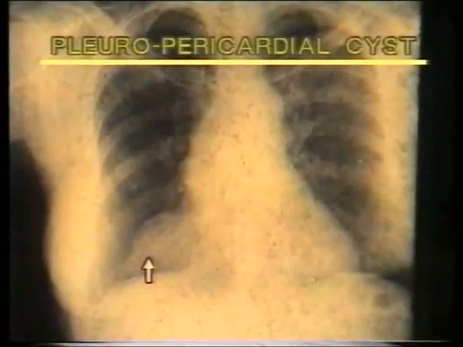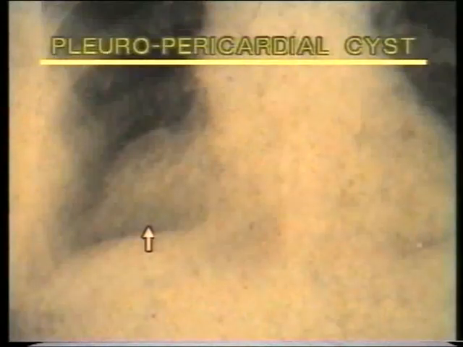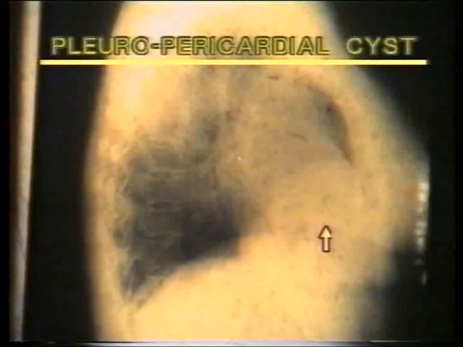Now note this rounded opacity at the cardiophrenic angle on the right side. It is occupying the cardiophrenic angle and growing laterally. This is a pleuropericardial cyst. On lateral X-ray, it is seen to be anterior. This is the typical site and appearance of a pleuropericardial cyst.